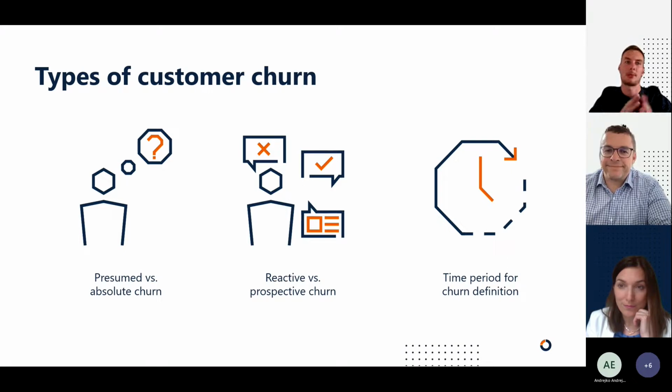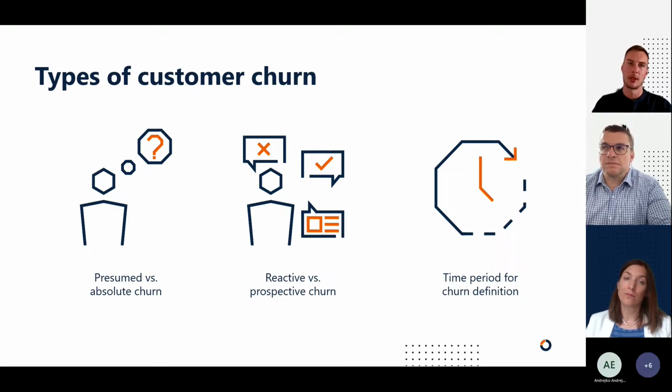So the first one is presumed versus absolute churn. It means that when there's absolute churn, we really know 100% that the customer has churned, and we really know when exactly, what was the time and date. An example of that can be a bank account holder who closed his or her account. So we really know when it happened, and we might also know why the customer decided to churn.